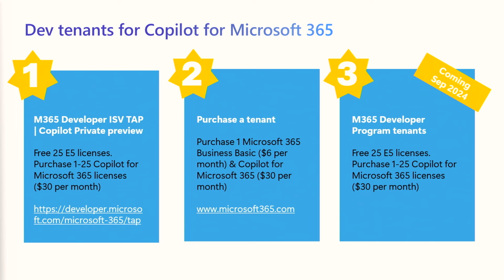In the middle on here, this is for when we're not an ISV, or we just want to outright buy a tenant and then add Copilot to it. That's totally valid to do. The cheapest option you can go with on here is the Microsoft 365 Business Basic Edition. I think it's like $6 a month. You can then add your Copilot license on top of that. So those are your two main options for today: either part of the TAP, or you can outright purchase that tenant and add your Copilot license to it.